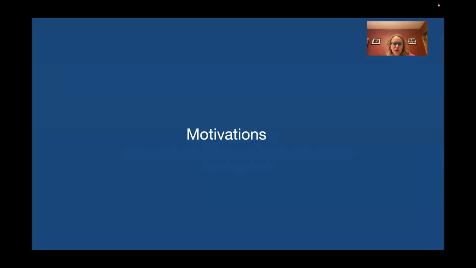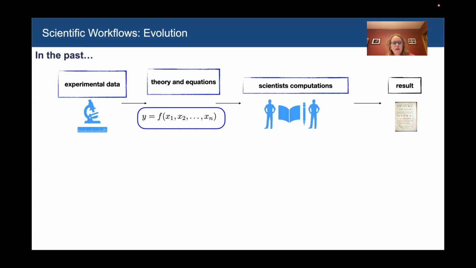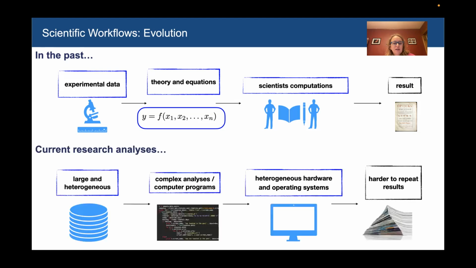So let's start with a short motivation. During this part, I want to think about scientific workflows, the various components of the workflows, and their evolution. From the very beginning, especially in experimental research, you combine experimental data, some theory and equations, and scientific computations, and at the end you get some result that you publish in a journal, or you share otherwise with other scientists. You can still think about the same components. However, each of these components has changed slightly.